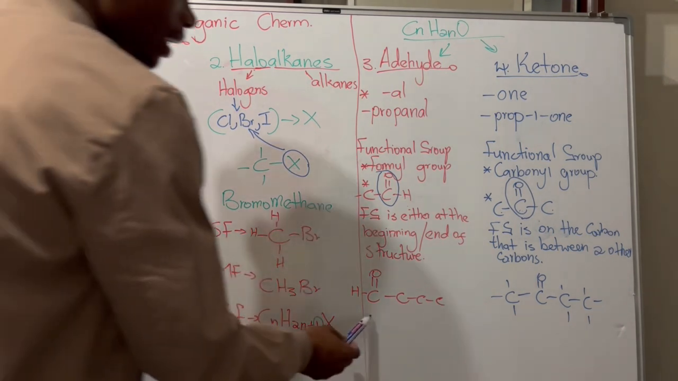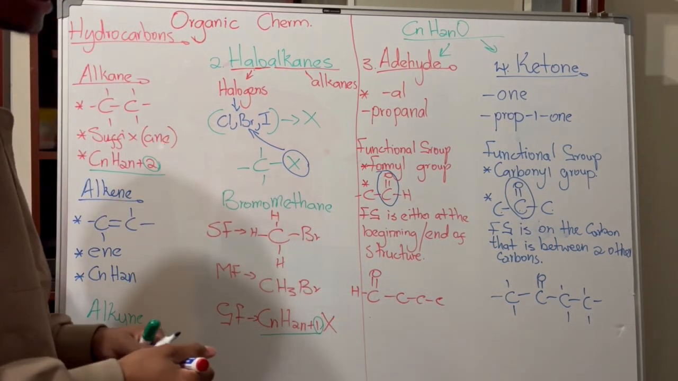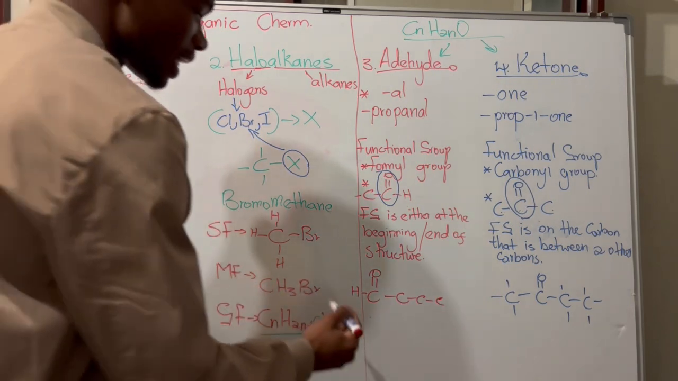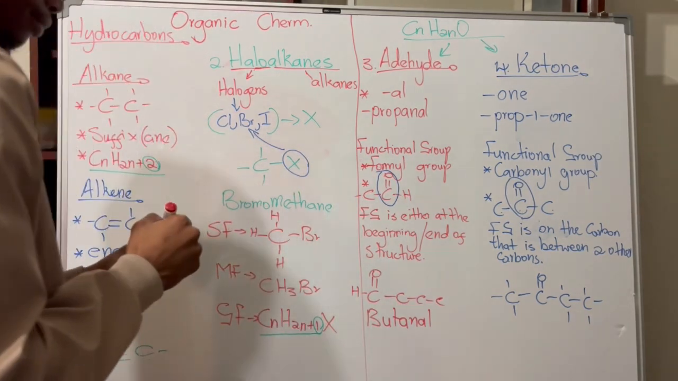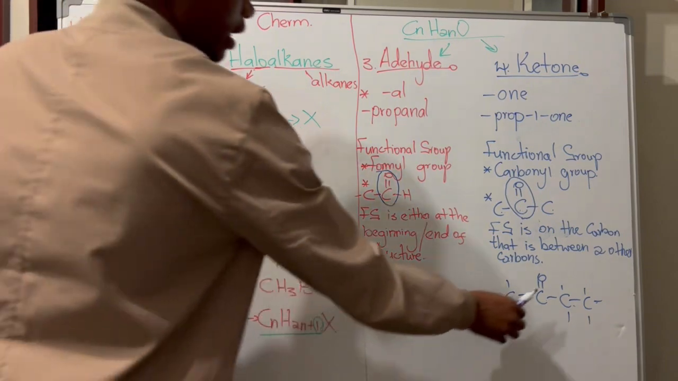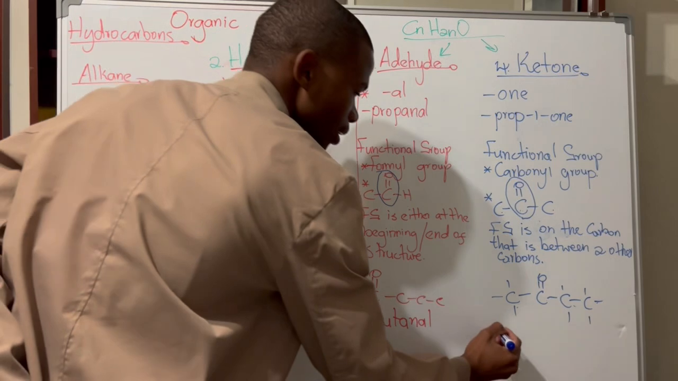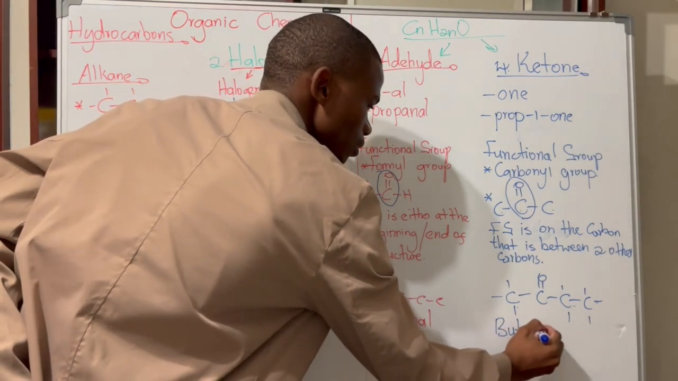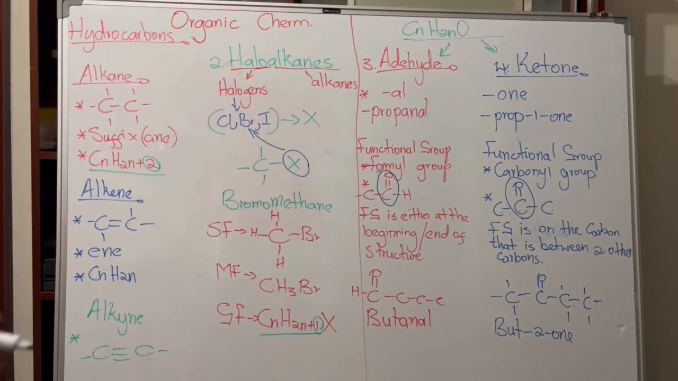For instance, if we name this one, it will be 1, 2, 3, 4. Remember, 4 carbons, it's but. So this one will be butanal. And this one has how many carbons? 1, 2, 3, 4. And the functional group is on carbon number 2 of the structure, and therefore we will say butan-2-one. So that's how you're going to name these two structures. So yeah.